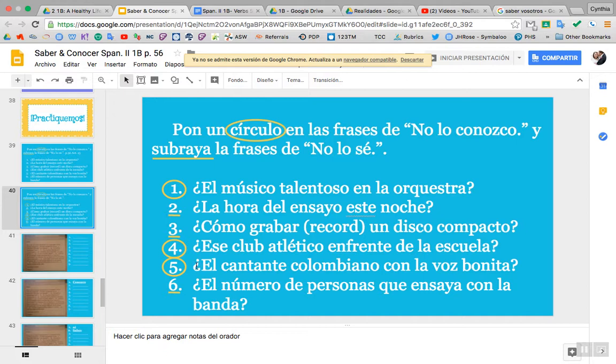Number 5, el cantante colombiano con la voz bonita. The singer, the Colombian singer with the beautiful voice. Knowing a person would be conocer. And number 6, el número de personas que ensaya con la banda. The number of people that practice or rehearse with the band. That is a fact. The number of people is a fact. So you would use saber.